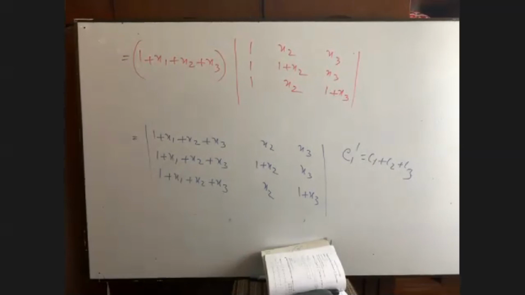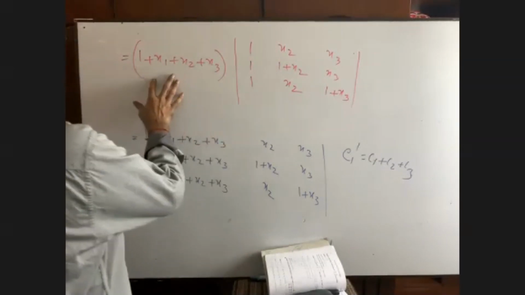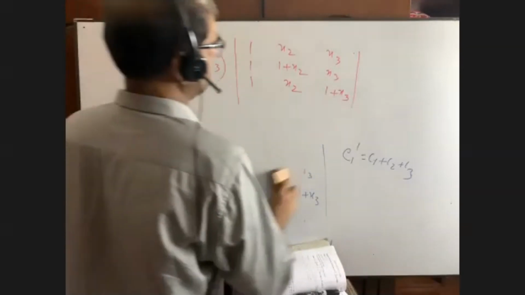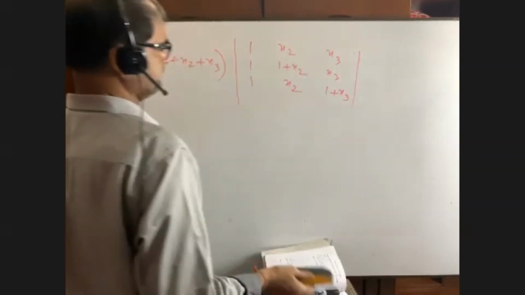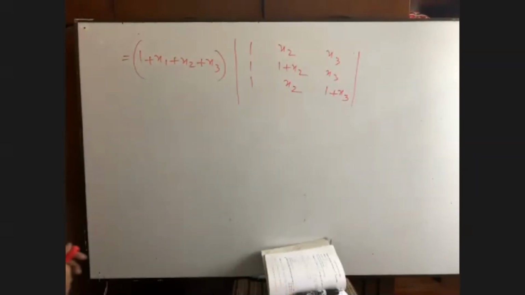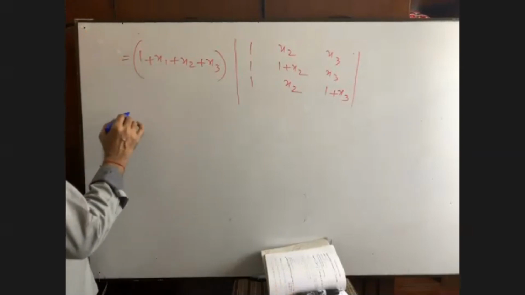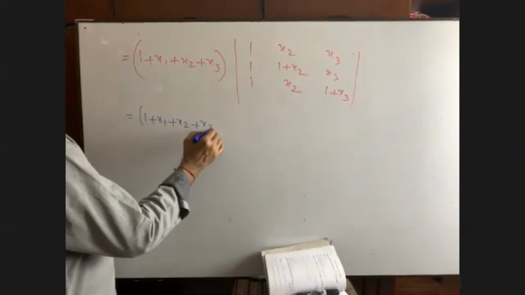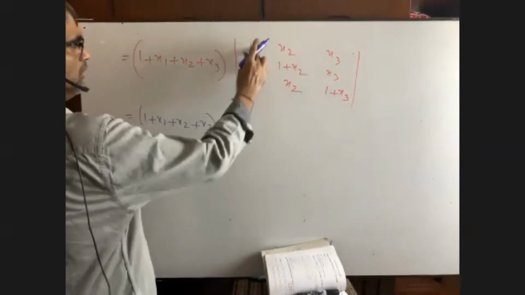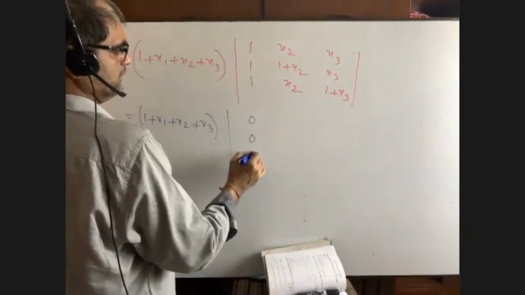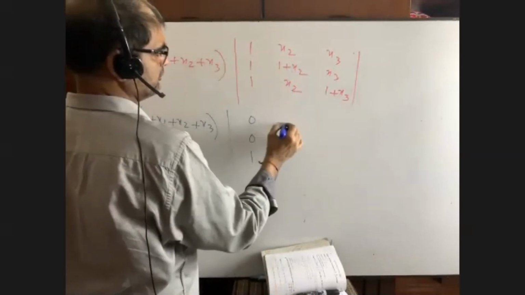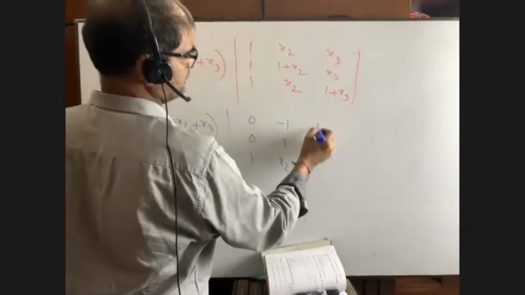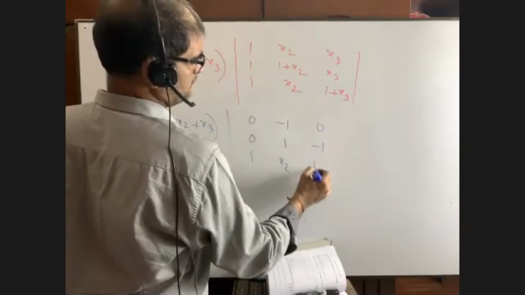Sir, what should I do, sir? You prove this. It will be 1. Sir, we can just expand it, sir. Okay, do it. One plus x1, x2, x3. You see, 1 minus 1 is 0, 0, it is 1. This minus this, so it is minus 1. This minus this, it is 1. It is x2. This minus this, sir. Sir, instead of doing it this way, can't we just expand it?